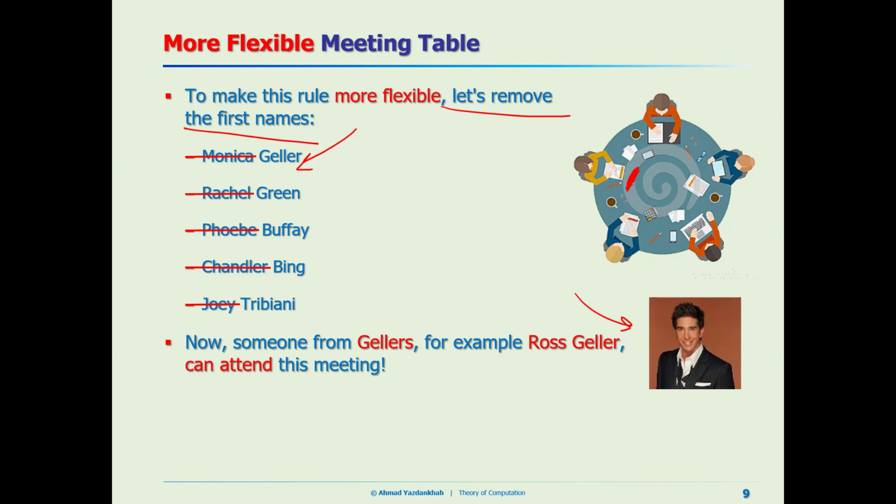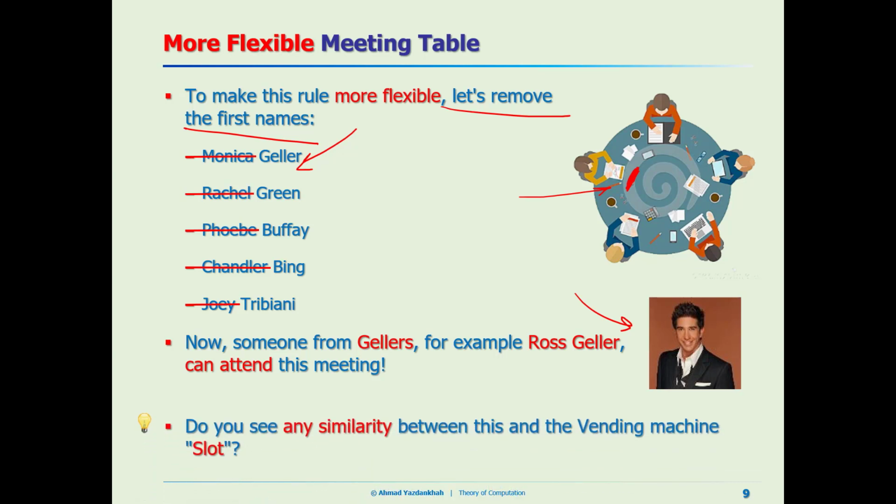What's happening here? Is there any similarity between whatever we set right now and the slot in the vending machine? Do you see any similarity between these? So in that vending machine, we had one slot for several coins, right? And here now we have one parent name.